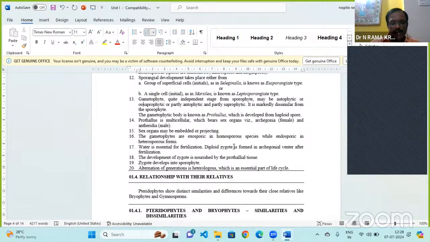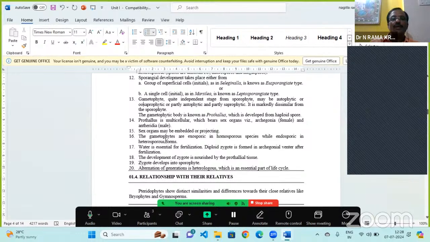Fertilization takes place in the presence of water. The fusion of the male gamete and the egg restores the diploid chromosome number and results in the formation of the zygote. After the formation of the zygote, this zygote is modified. Now you see here.